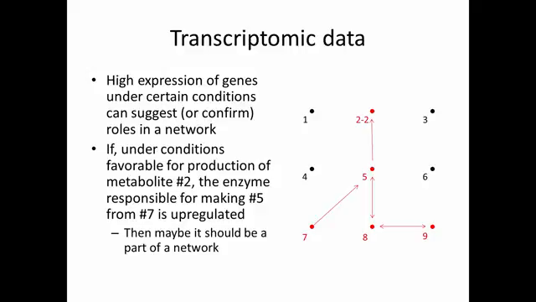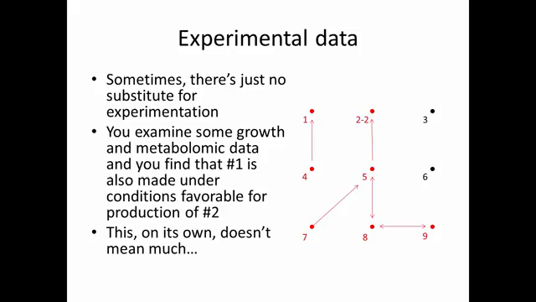But we have shown, looking at either a microarray or RNA-seq or what have you, that indeed under conditions favorable for making 2 from 9, number 7 is also adding to this by making number 5 and probably ultimately making number 2. Then maybe that reaction should be part of our network here.